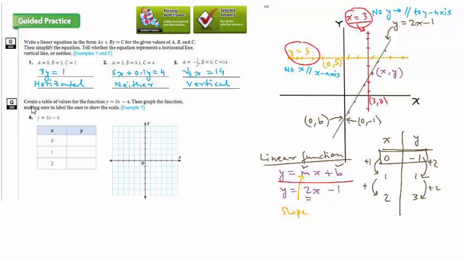Let's take a look at this question. Create a table of values for the function y is equal to 3x minus 4, pretty much like we did over here. When x is 0, y is equal to 3 times 0 minus 4, that's negative 4. When x is 1, y is 3 times 1 minus 4, that's negative 1. And when x is 2, y is 3 times 2 minus 4, that's 2.